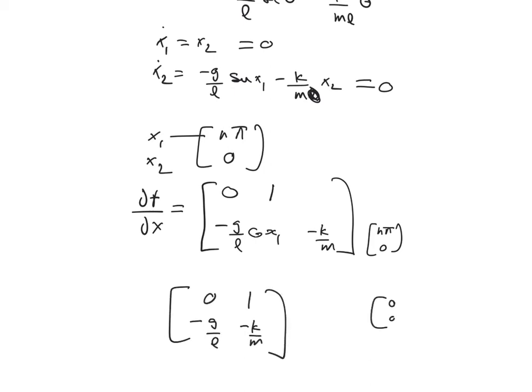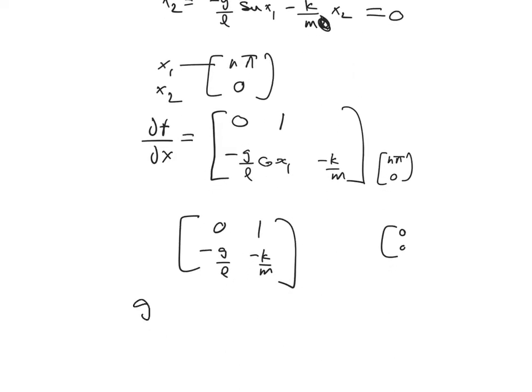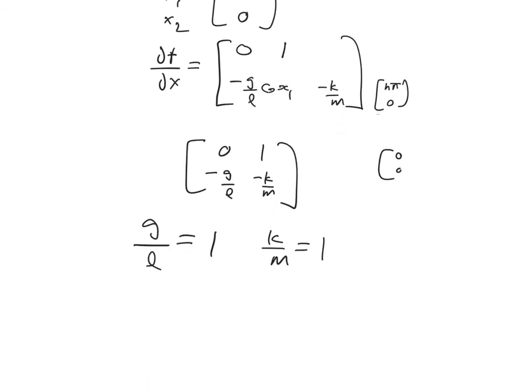Let's assume that g by l is, somehow, for convenience, 9.8 with length equal to 1, and k by m is also equal to 1. So what does that give me? It gives me 0, 1, minus 1, minus 1. A equals this. What are the eigenvalues?